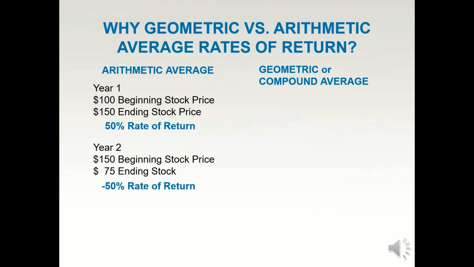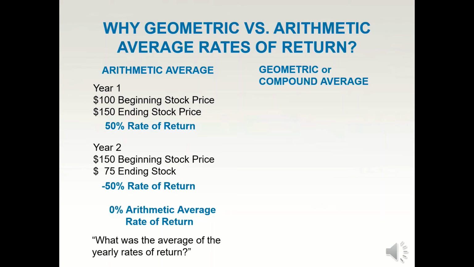Using the arithmetic average, you can see that once we add year 1 and year 2 and divide it by 2, we come up with a 0% arithmetic average. 0% may not reflect the actual return that we received on this stock purchase, but it definitely does tell us the average of the 2 years.